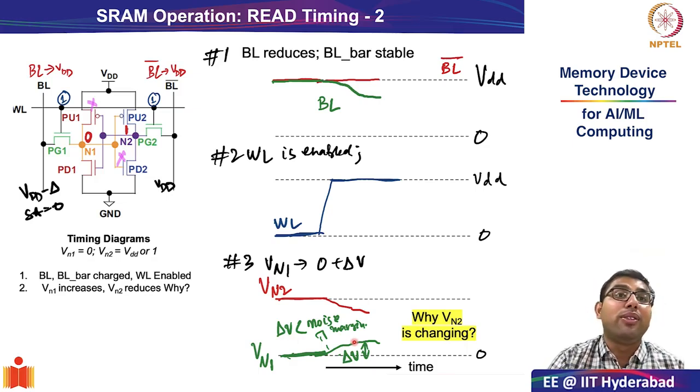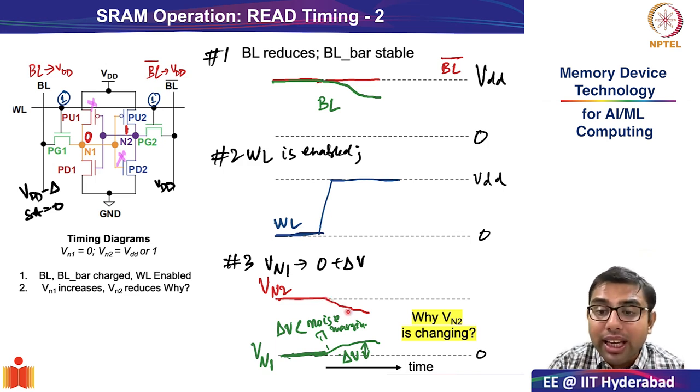But this is where we see the first deviation from our static analysis. During the static analysis, we were not bothered about storage node 2. We were not looking at what is happening at storage node 2, and we assumed that nothing is really changing there. The voltage at storage node 2 is fixed at 1. But in the timing analysis, we clearly see that while there is an increase in the value at storage node 1 from 0 to plus delta V, there is also a reduction in the value at storage node 2.